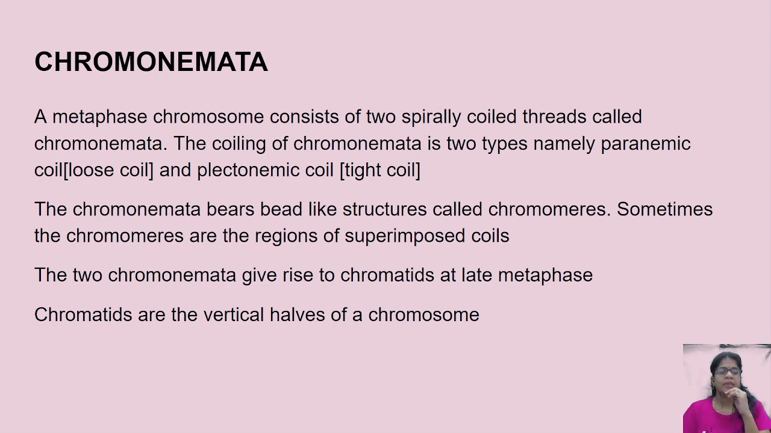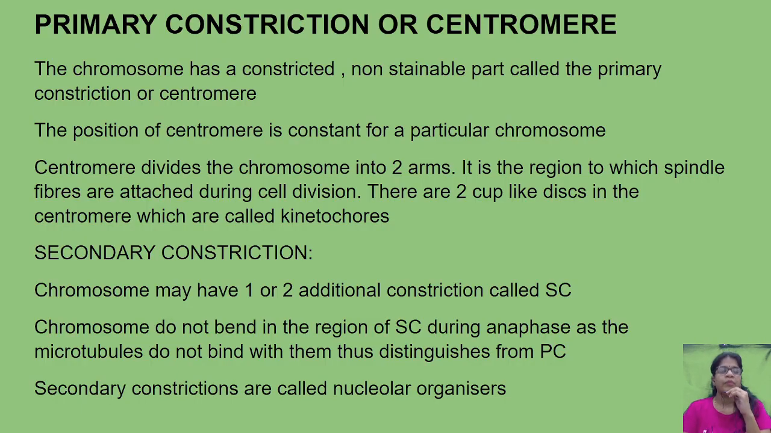So these chromatids are the vertical halves of your chromosomes. Okay, now what is primary constriction or centromere? You call it the centromere. Based on the position of the centromere, you can even divide the chromosomes into different shapes. I will let you know in the next slide.